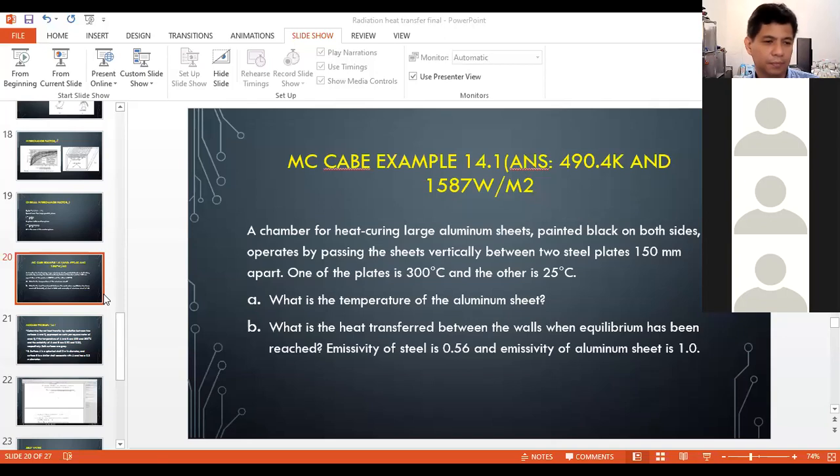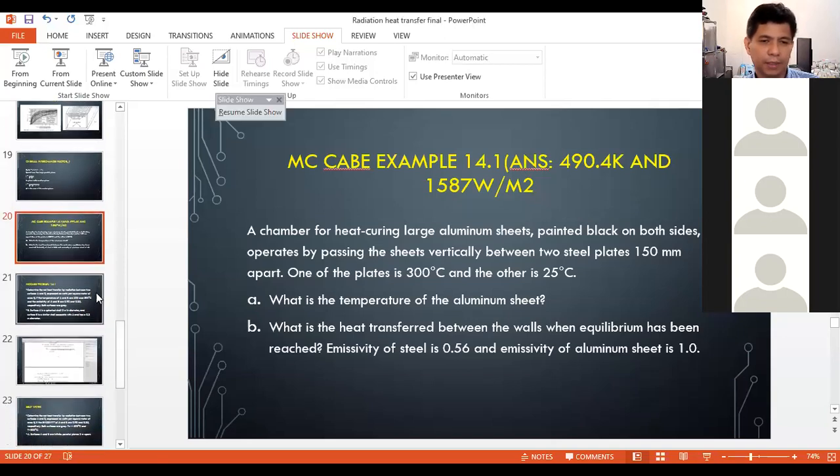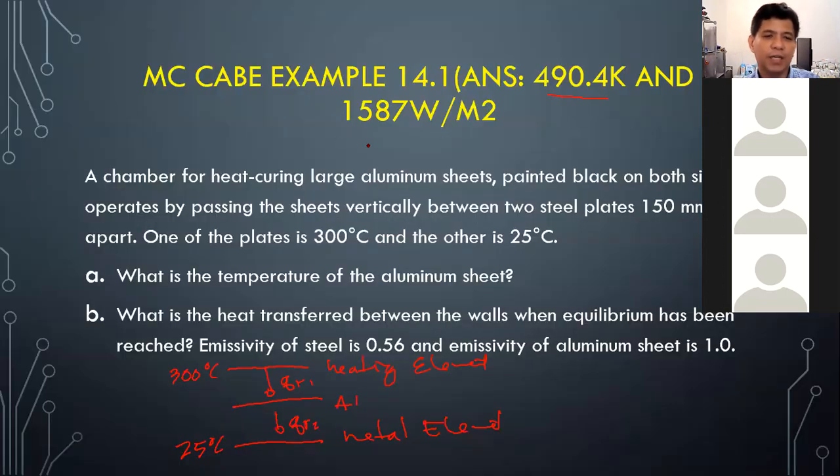Balikan natin yung problem ni McCabe. So, 1588. Si McCabe 1587. Hindi siya gumagamit kasi ng 0.15, kaya ito lang yung temperature niya. Malapit naman yun. Questions? Do you have any question? You can ask questions.